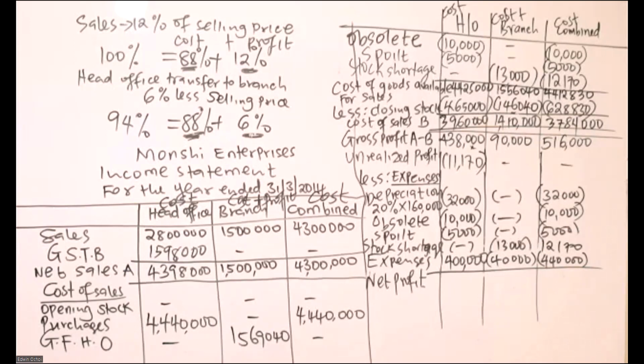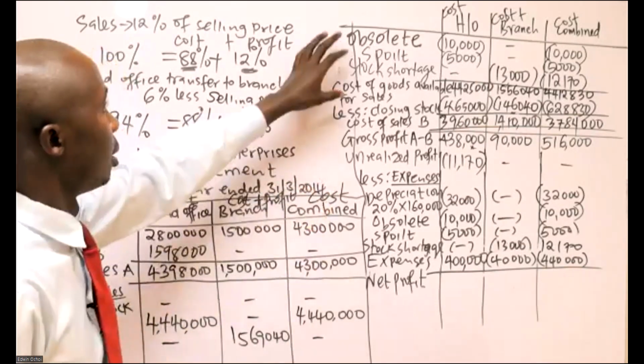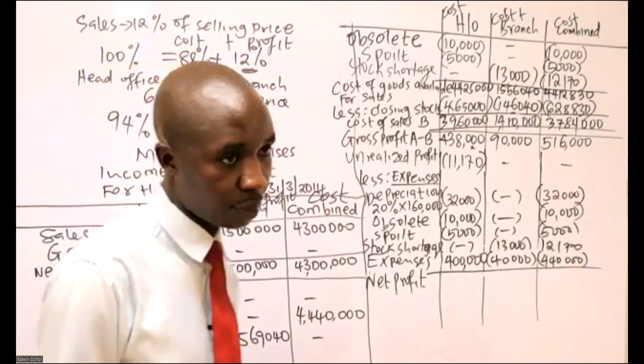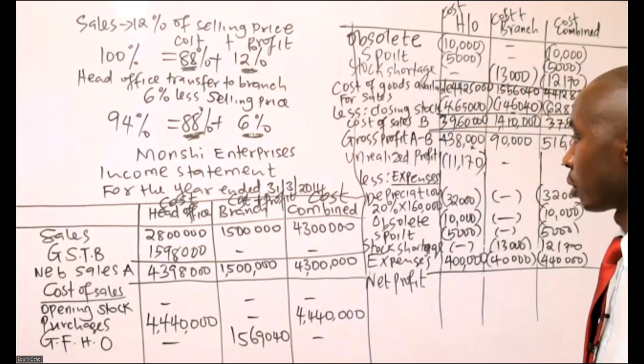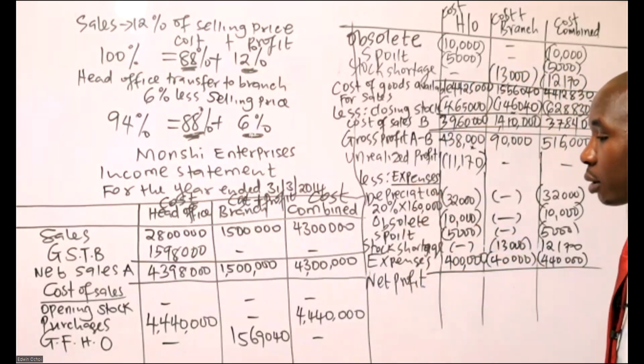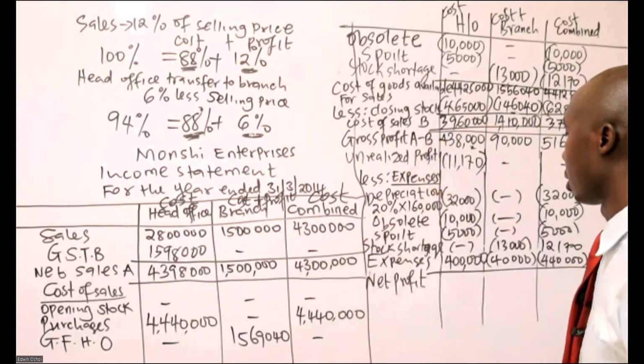Why are we deducting the spoiled goods and the obsolete goods, both in cost of sales and the expenses? Remember that under the cost of sales, they reduce your stock. A stock check was done, and it revealed that there was obsolete, spoiled, and a shortage. Is that obvious? Your stock will reduce. If you do a stock take today and this happens, it will reduce what you have in your stock. Is that a benefit to you or a cost? It's a cost. That is why I'm deducting, because these are expenses. They are reducing your stock, and at the same time, they are a cost.